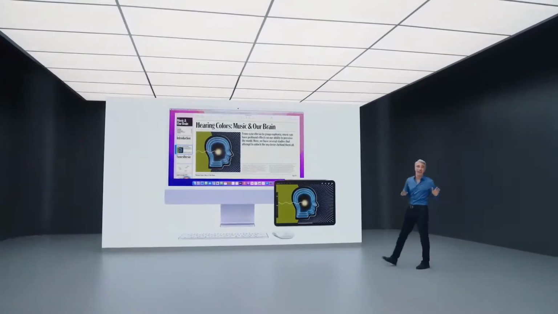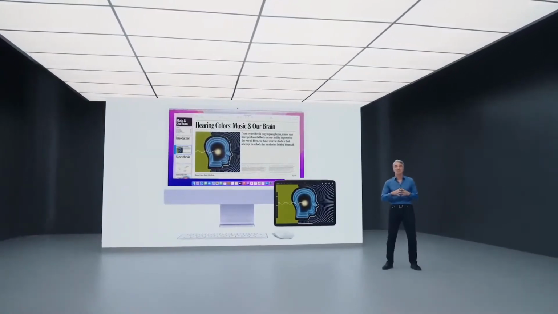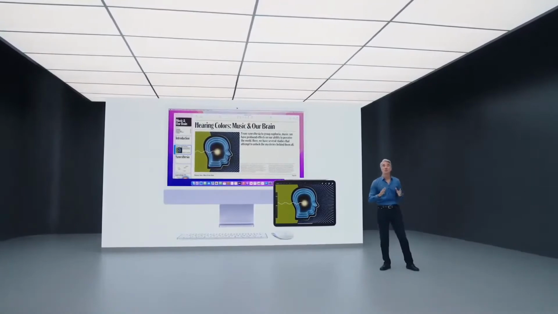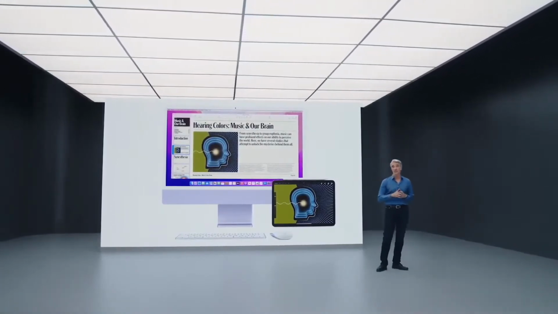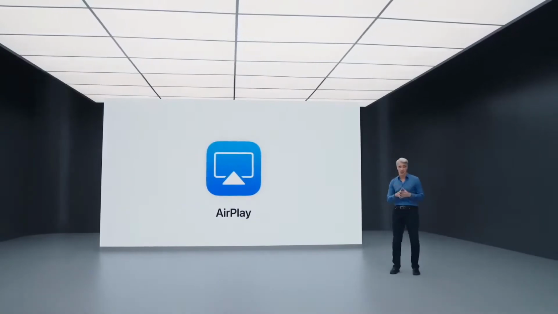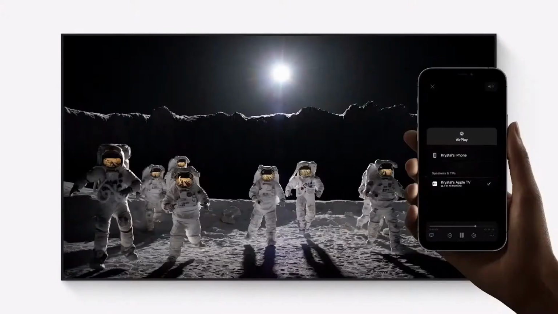Universal Control makes it effortless to move between your devices so you can be more productive and focus your energy on the task at hand. Another way our devices work great together is with AirPlay. We all love the way AirPlay lets us watch a movie or share a presentation from your iPhone to a TV, just like that. But there's another screen with its stunning Retina display that makes everything you watch simply amazing.